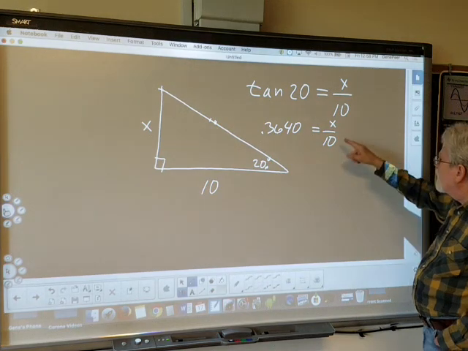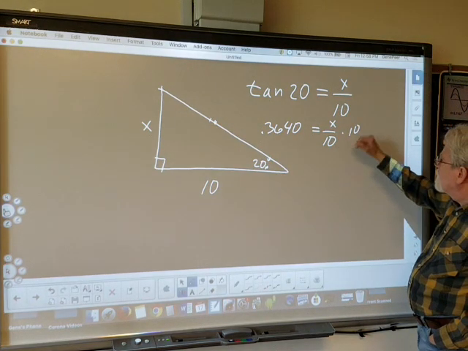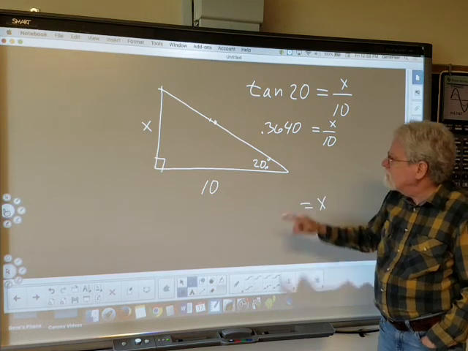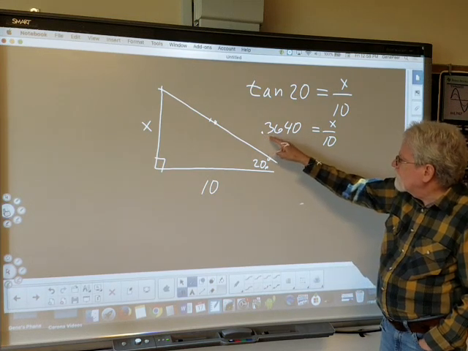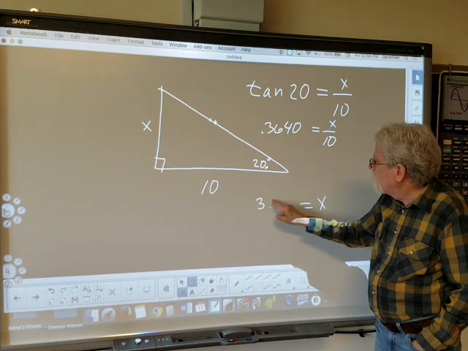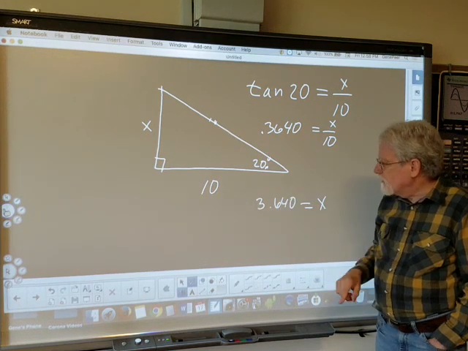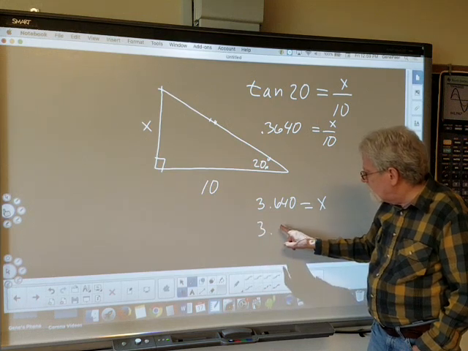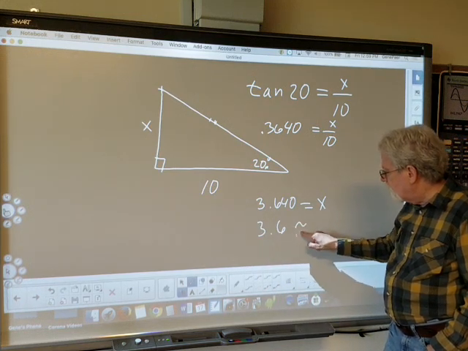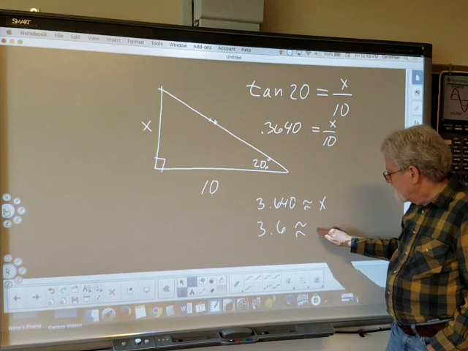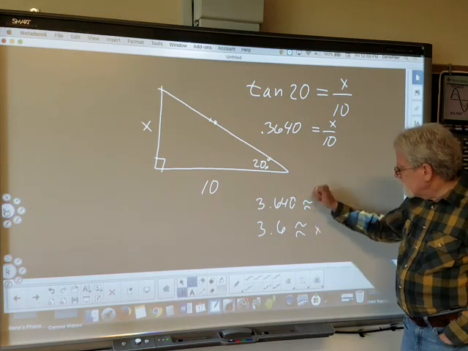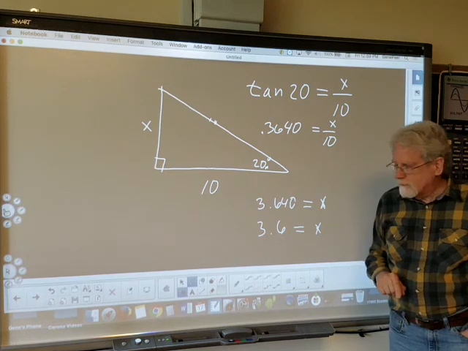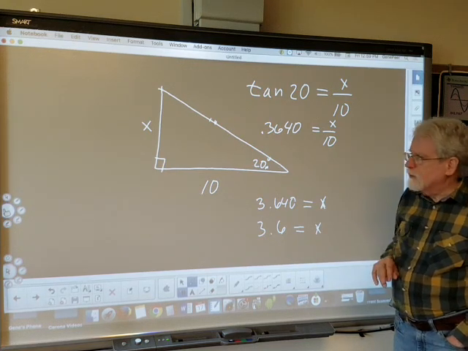How do you solve for x now? You just multiply by 10 on both sides. So that means x is, how do you multiply a decimal by 10? Just move the decimal point one place to the right. We get 3.640. But if the instructions say to round it to one decimal place, we would change it to just 3.6. All these are approximate. If you use an equal sign instead of an approximate sign, that's all right. I'm not going to penalize you. So x is 3.6.